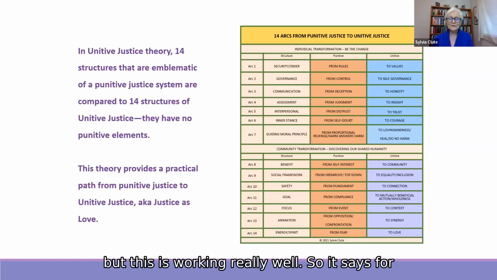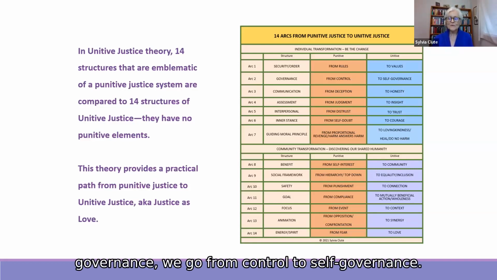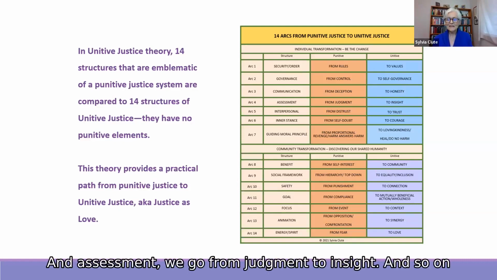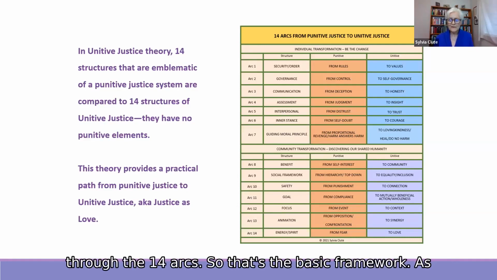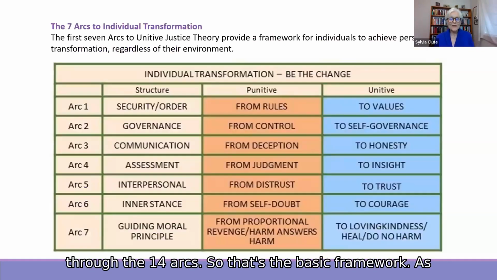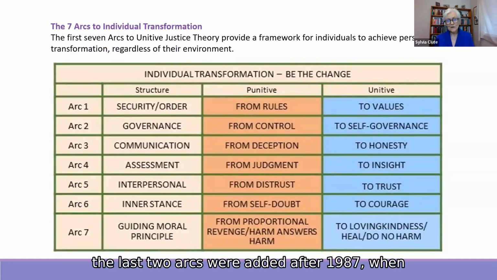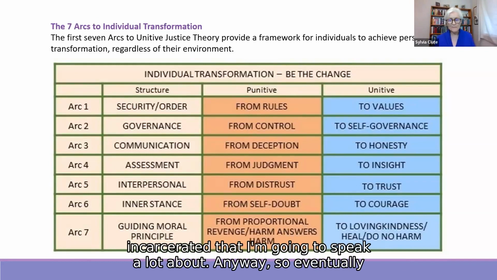So it says for security or order, we go from rules to values. For governance, we go from control to self-governance. For communication, we go from deception to honesty. And assessment, we go from judgment to insight, and so on through the whole thing, through the 14 arcs. So that's the basic framework. And it's taken a long time to get here. The last 2 arcs were added after 1987, when I began working with the 2 men who'd been incarcerated that I'm going to speak a lot about.